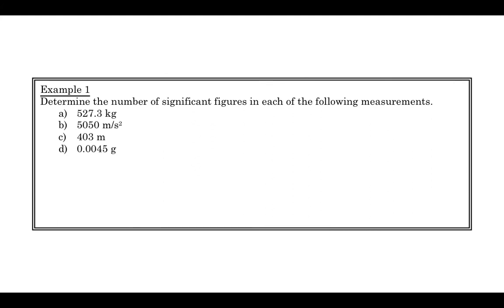So here's an example. How many significant figures are in each of the following? If we look at the first one, 527.3, these are all non-zero. These would all be significant, so there are 4 significant digits in this. 5,050 meters per second squared. If we look at this, this is an embedded zero, and these two 5s are non-zero, so there's at least 3. But what about this last 0 here? If we know that it's measured exactly, and this is 5,050 exactly, then this would be 4 significant figures. If not, then it would be 3. So if this was written this way, I would argue that this would be 3 significant figures.